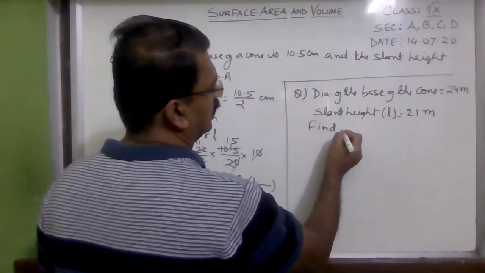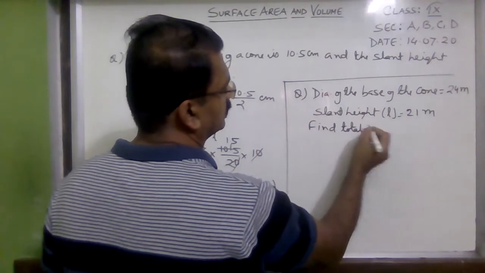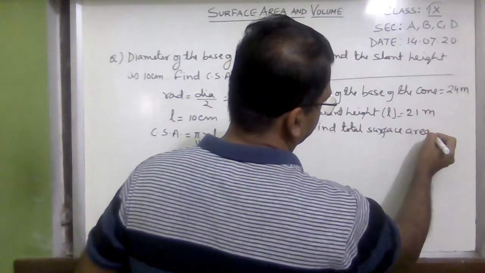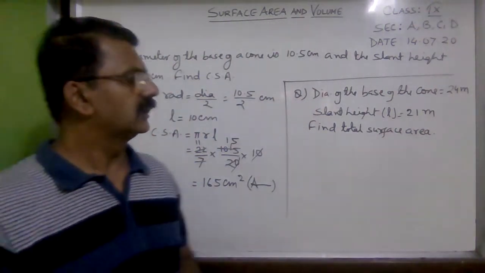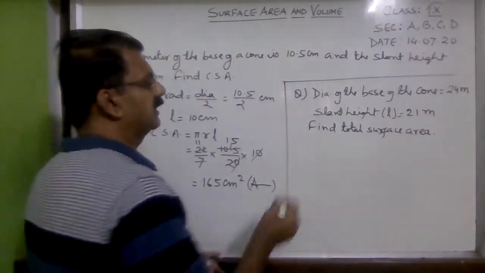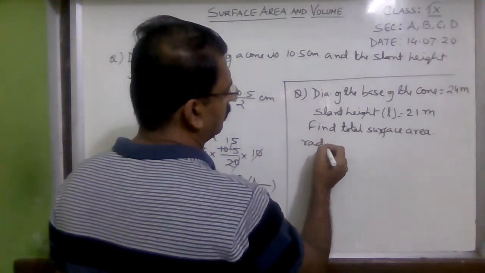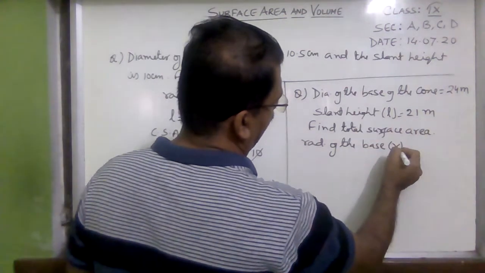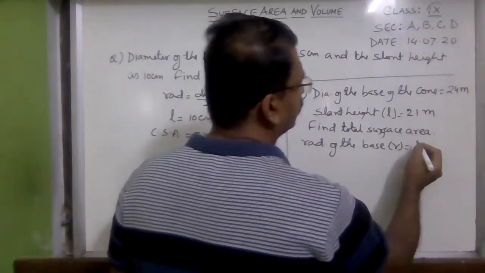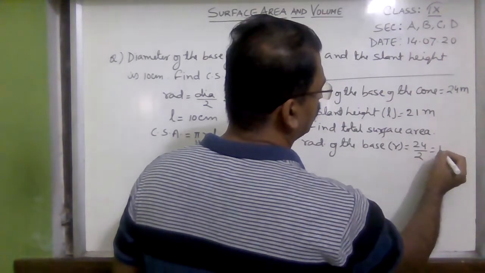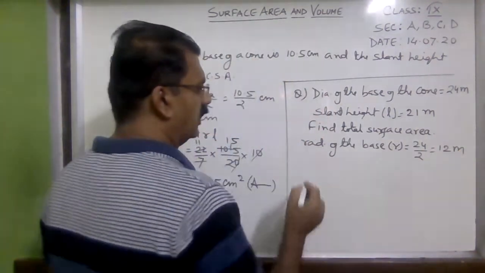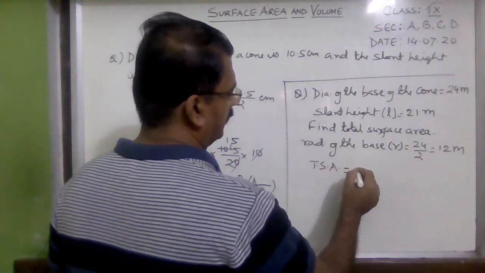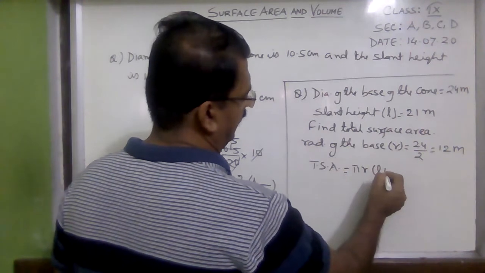Find total surface area. Now radius of the base, that is R, is equal to 24 upon 2 means 12 meter. Now you know that formula for total surface area is pi r within brackets L plus R.